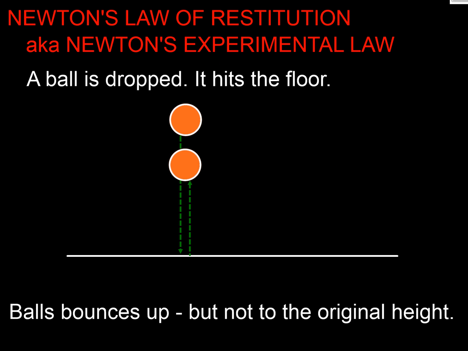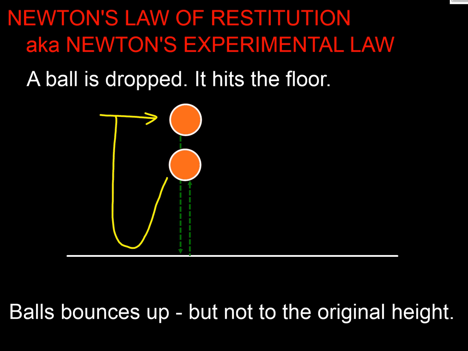Okay, now we need something else to help us solve these problems, and Newton did work on this, so he created this law, which in Edexcel you're going to see called Newton's law of restitution. Sometimes you'll also see it as Newton's experimental law. So if I take this ball here and I just drop it, it bounces off the floor. Quite often it doesn't bounce up to the original height, does it?